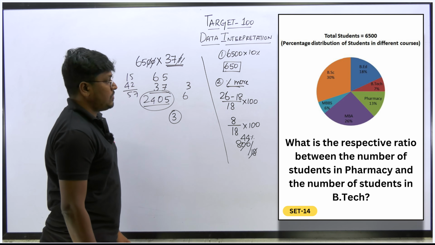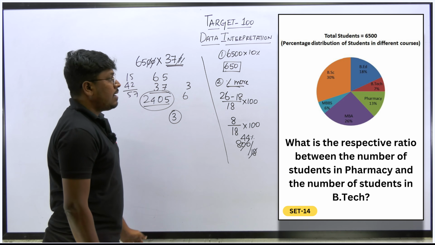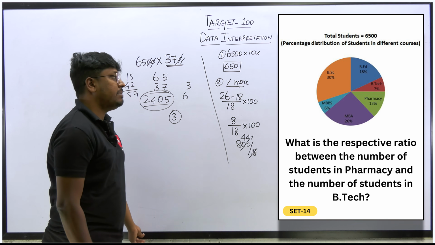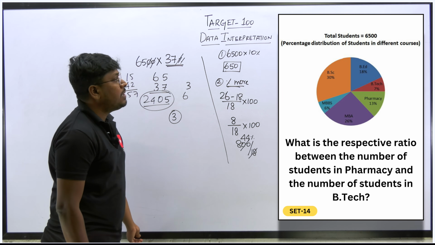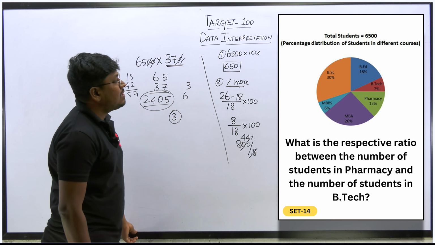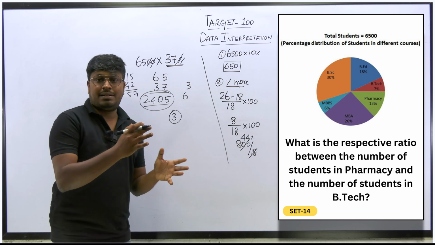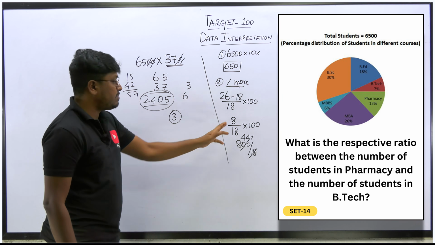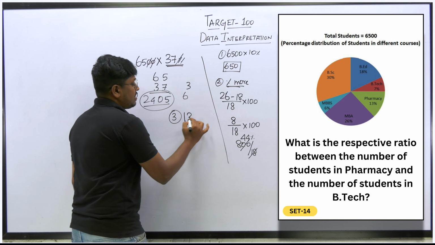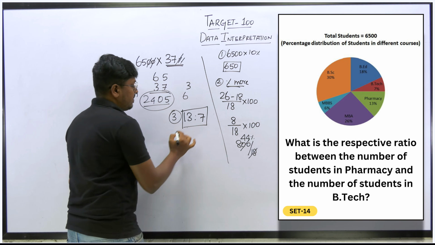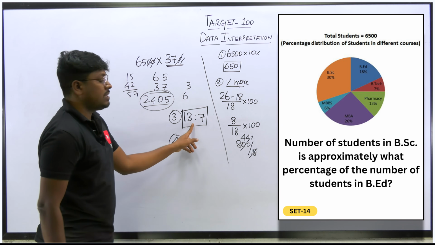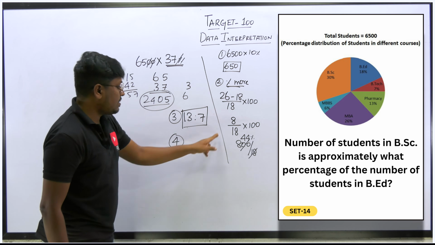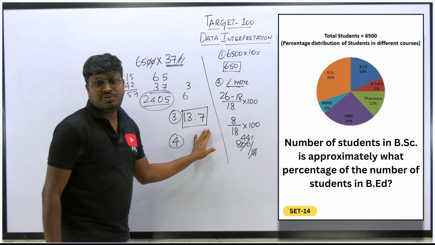So the next question. What is the respective ratio between the number of students in pharmacy and the number of students in B.Tech? We just need to find the ratio. Pharmacy is 13%, and B.Tech will be 7%. So 13 and 7. The 6,500 and the percentage will be cancelled, so only the value will be 13:7. That's it. This will be the answer, because here it is 13% of 6,500 and 7% of 6,500, so you can cancel both. So the answer is 13:7.